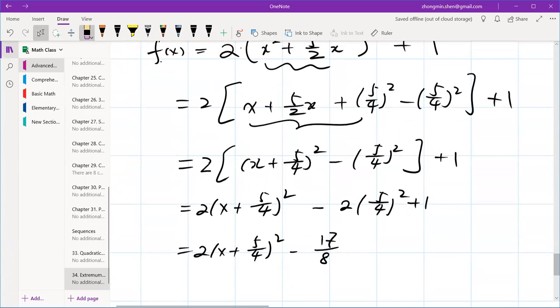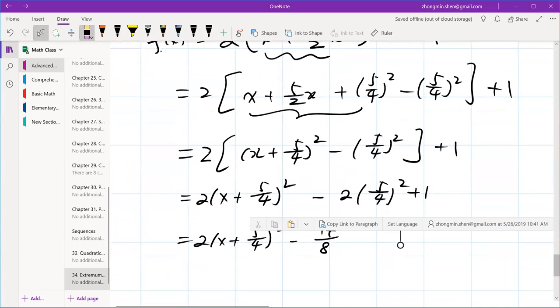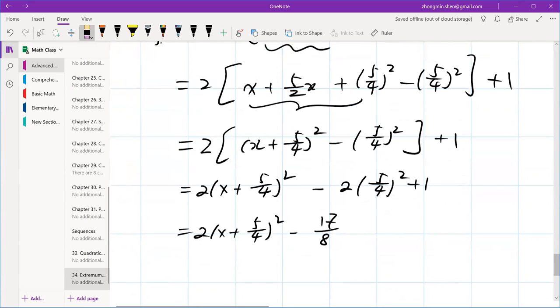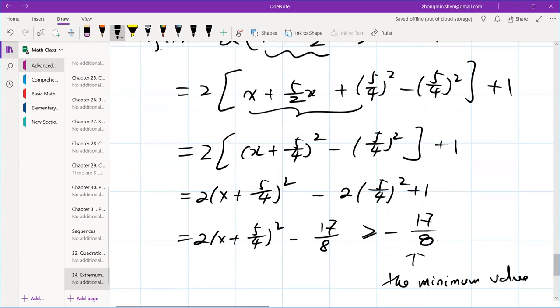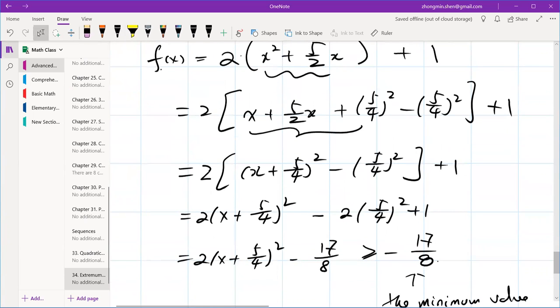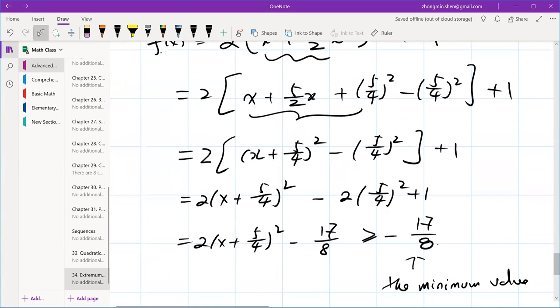And from here, once you get this, I know this is always greater than or equal to this. This will be the minimum value. Yeah, this is the minimum because no matter what value of x you choose, this expression is always greater than or equal to negative 17 over 8. So that is the minimum value. Okay.